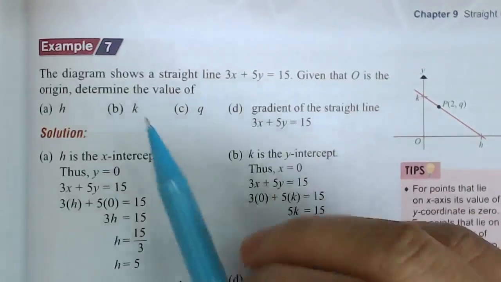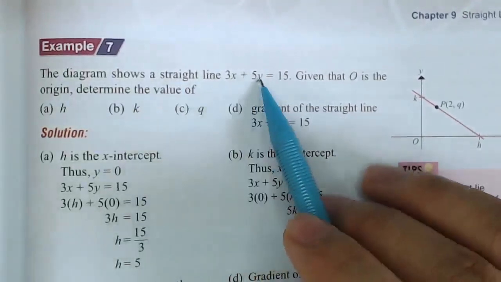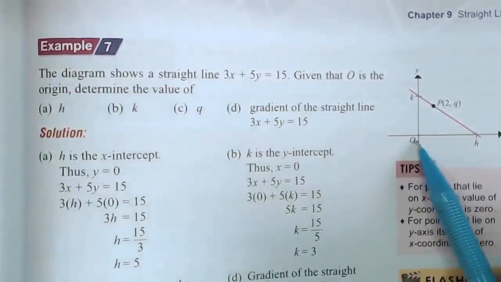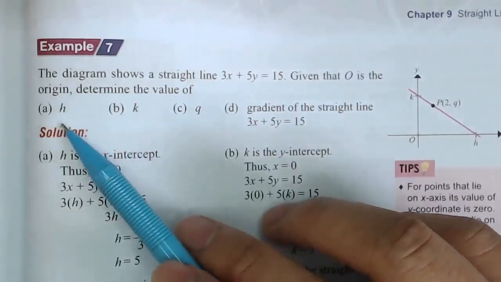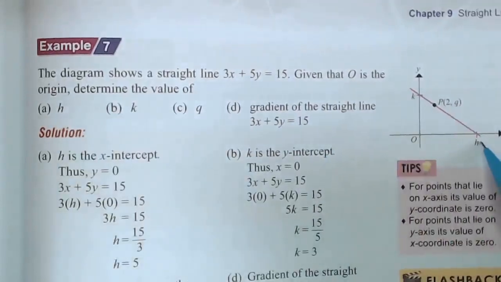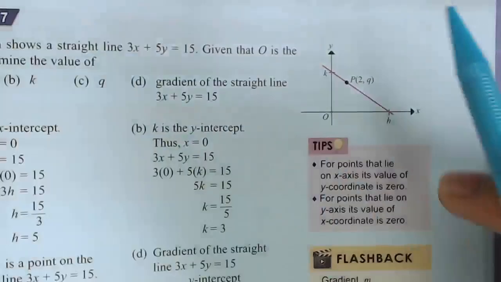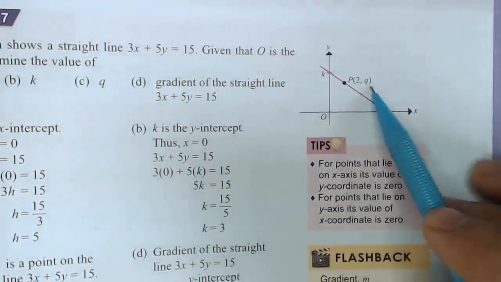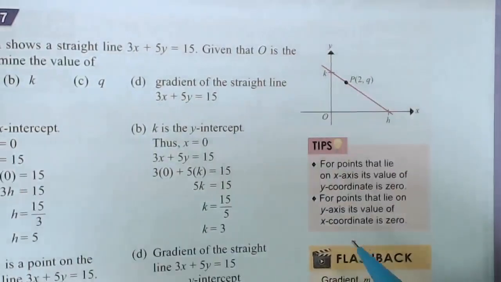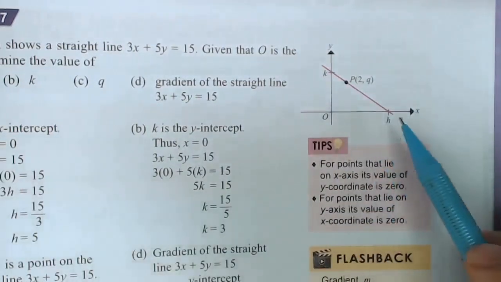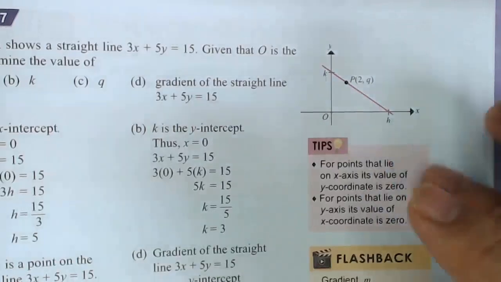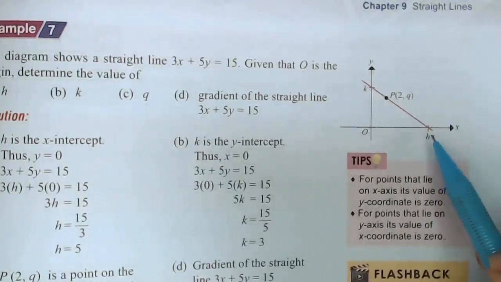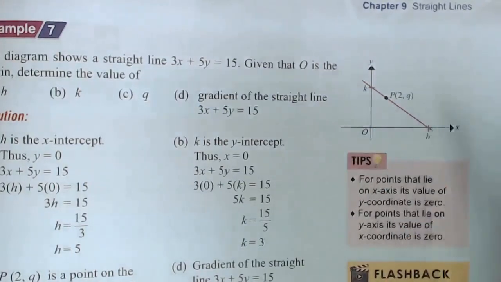Example 7. The diagram shows a straight line, given that O is the origin, here it is 0. Determine the value of h, k, and q. Okay, now find the value of h and k and then q. You have 3 minutes to find the values of h, k and q.